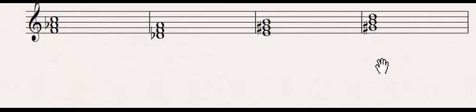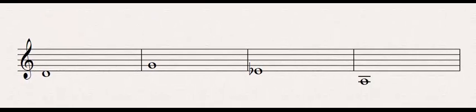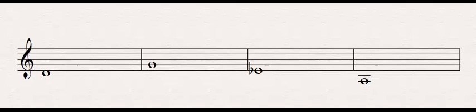Alright, so let's try writing some triads. So the first thing I would do, just like with scales, is fill in the space space space or the line line line so that I make sure that I'm at least covering the right notes. So with this D, I'm going to add an F and an A.